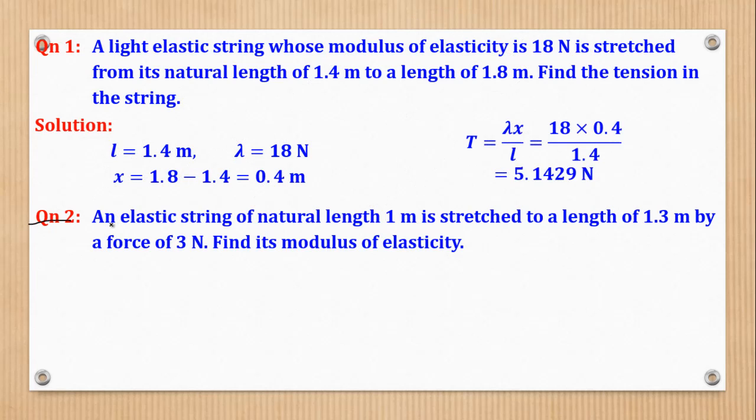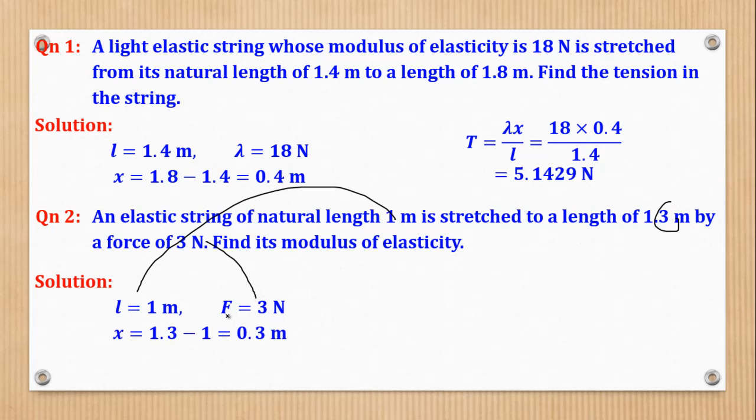Then question 2, an elastic string of natural length 1 meter is stretched to a length of 1.3 meters by a force of 3 newtons. Find its modulus of elasticity. So still we come and first interpret the question. Original length, the stretching force is that. Then new length is this, meaning you can get the extension. The difference between the two gives you the extension.